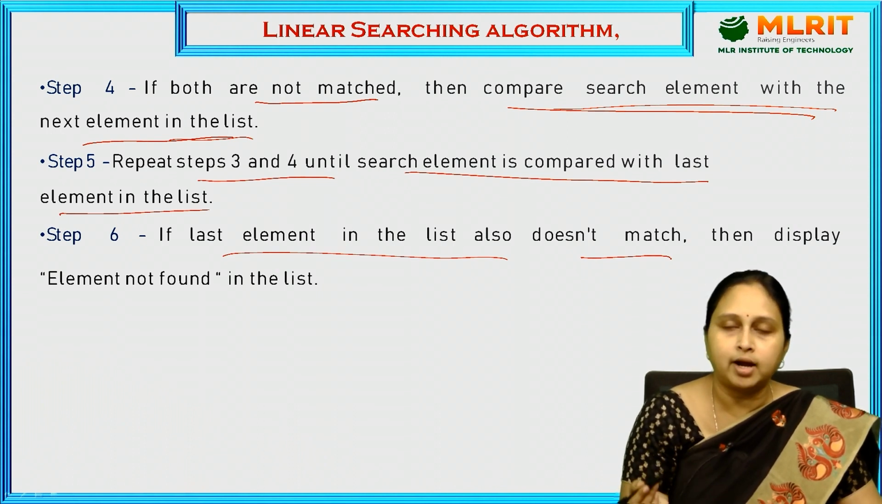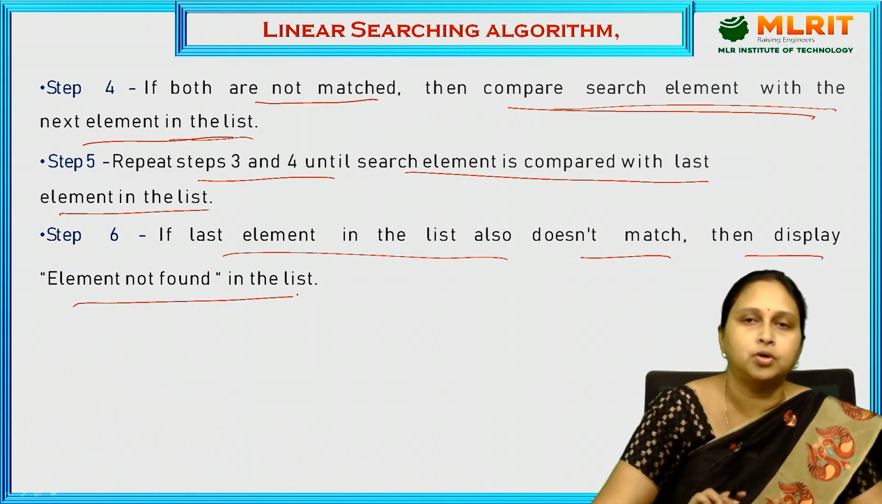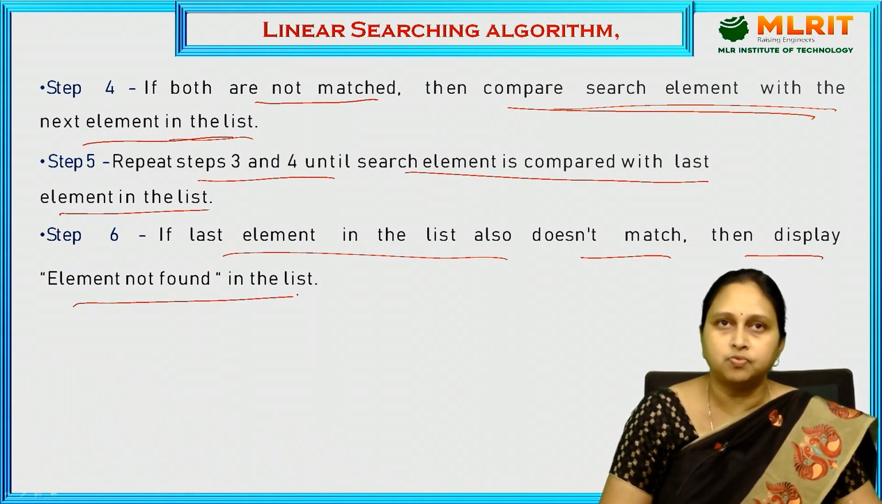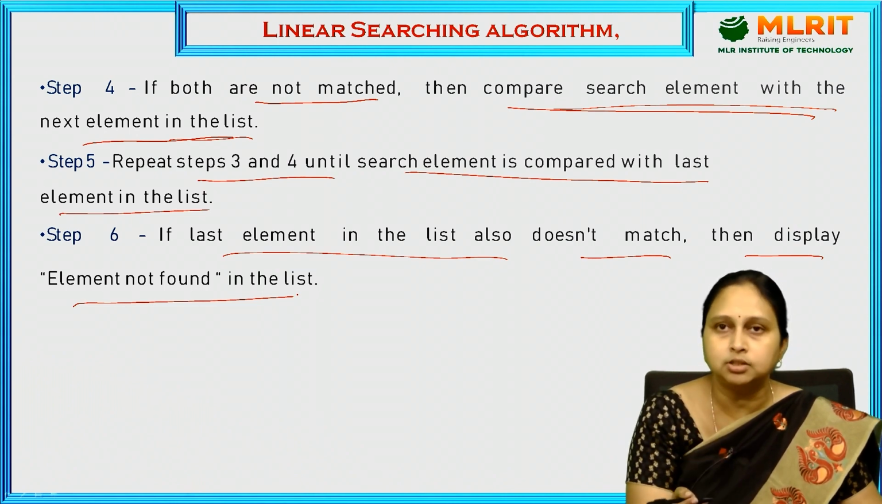If we don't find an element in the list, then we are going to display that the element is not found in the list. This is the process we follow in linear search. Linear search or sequential search, both are the same.